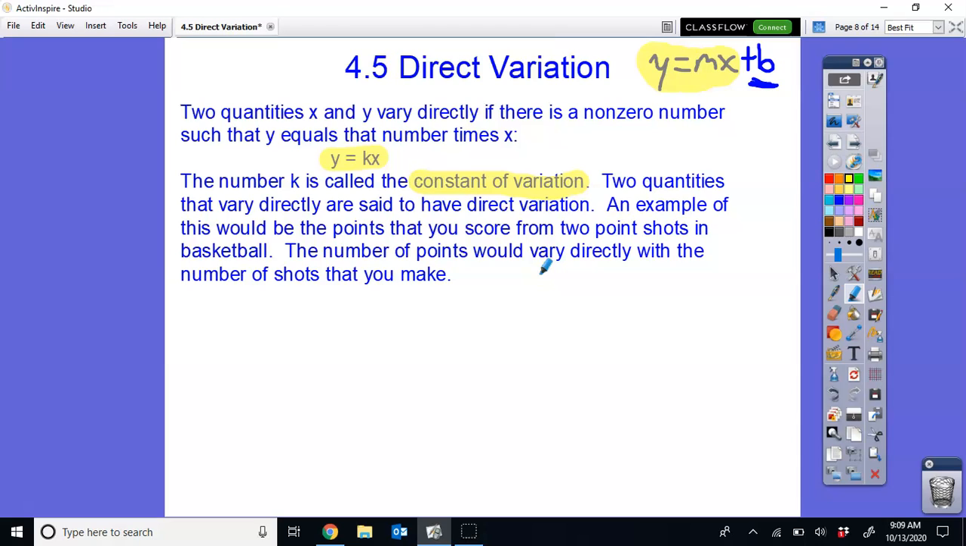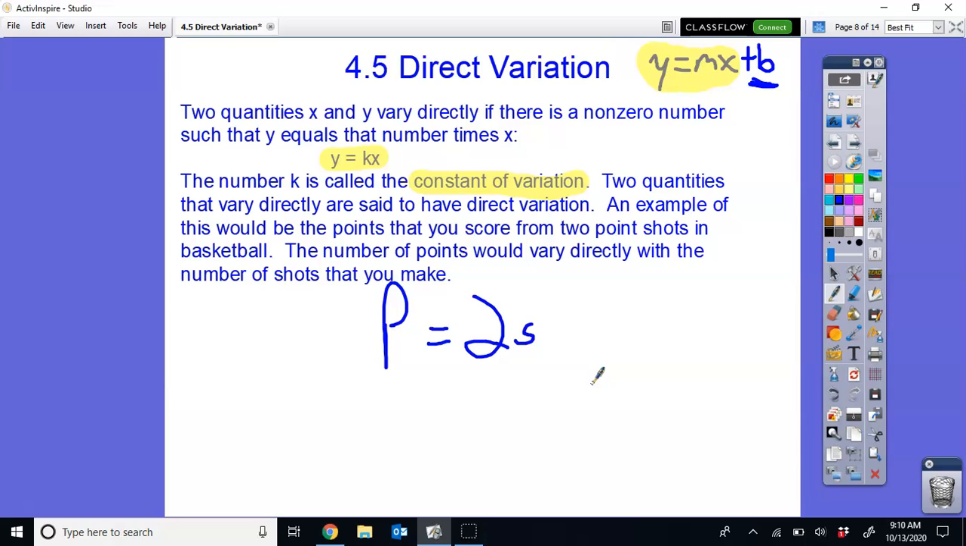An example of this, in a real life context, would be the points that you score from 2-point shots in basketball is directly related, notice that word directly related, to the shots that you make. So in other words, if you were talking about this situation in an equation format, the points that you score is equal to 2 points times the shots that you make. Yes, I realize that there's more than 2-point shots in basketball, but that's an example of where direct variation comes into play.